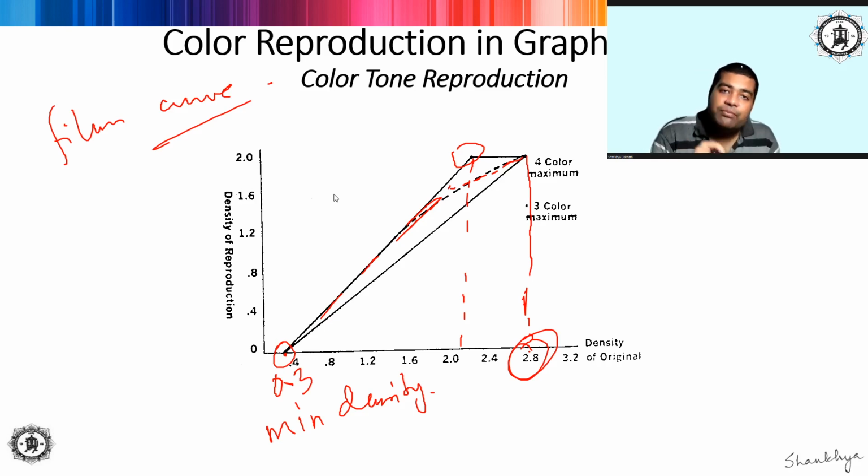Now, an improvement would be made in the reproduction if the 45-degree line were maintained throughout the highlight and the midtone, till this point maybe. We maintain the 45-degree straight line through the highlight and midtone areas, and then the plot in the shadow areas is rounded off, or basically compressed. Okay.